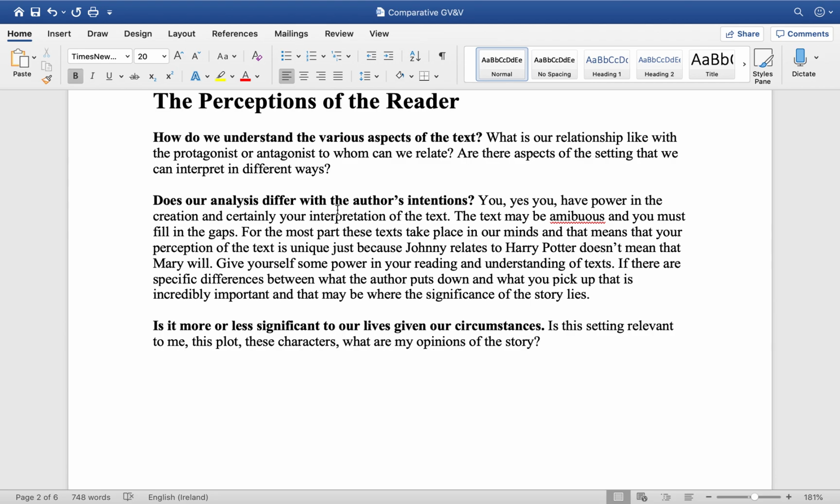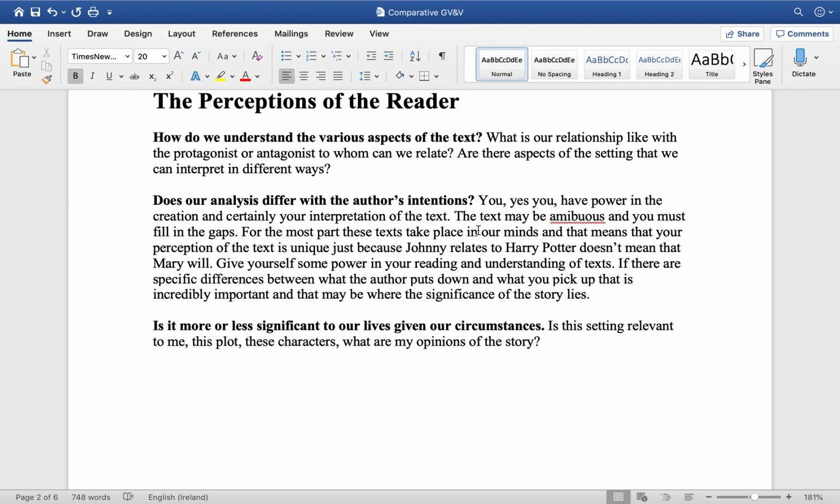Does our analysis differ with the author's intentions? So, as I mentioned here, you have the power in the creation and certainly your interpretation of the text. It's created in your mind. So you have to give yourself some sort of power. So the text may be ambiguous, which is misspelled here, and you must fill in the gaps.